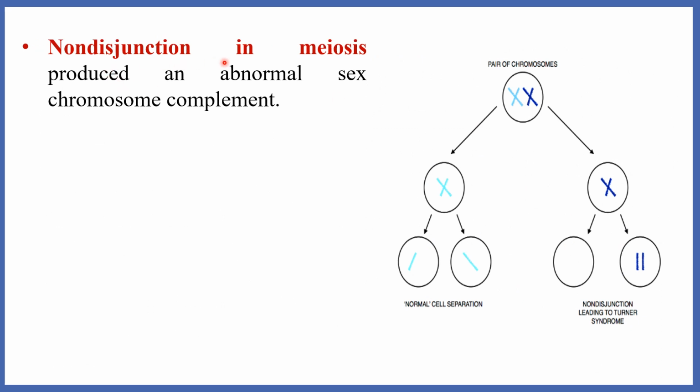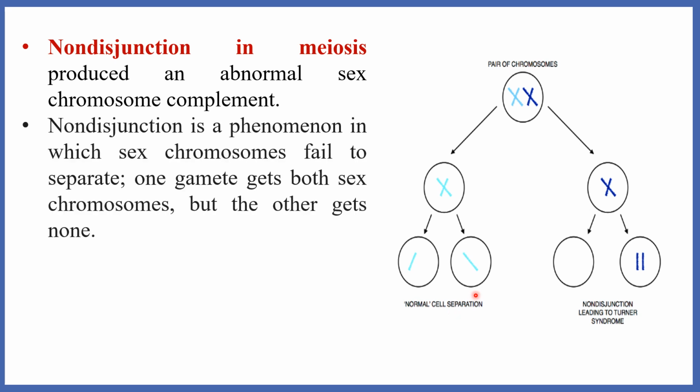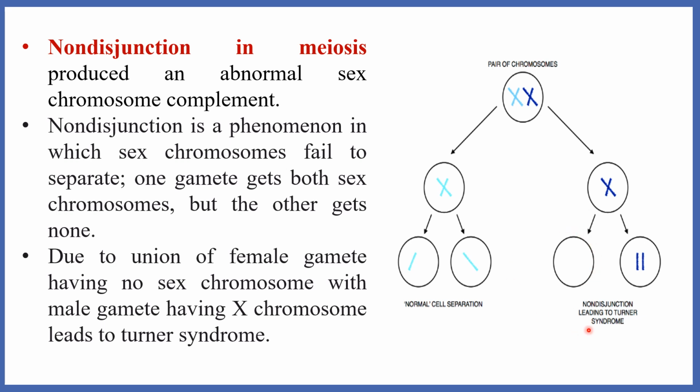Non-disjunction in meiosis is responsible for the formation of Turner syndrome in the female. As we know, during gamete formation a meiosis process takes place, and as a result 4 gametes are formed. But due to non-disjunction, the failure of the homologous chromosomes to separate, one gamete will contain both sex chromosomes, while the other gamete does not contain any sex chromosome. And when a female gamete with no sex chromosome mates with a male gamete having an X chromosome, it leads to Turner syndrome.